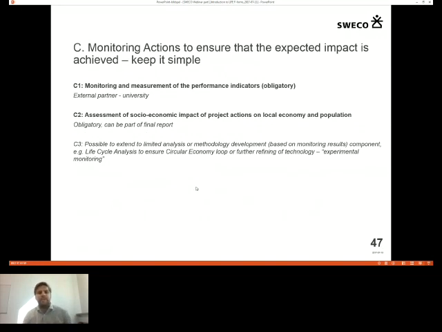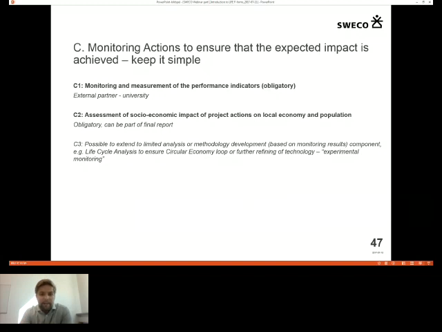actions, and this is the monitoring of the performance indicators to ensure that the expected impact is achieved. Here, you better keep it simple. There are some obligatory parts. This is also a good way of including and involving external partners, because usually if you need to do some monitoring or measurement, maybe you have the competence in-house. Many organizations do not have the competence in-house. They send the analysis to, or they subcontract it basically as C1 monitoring and measurement.